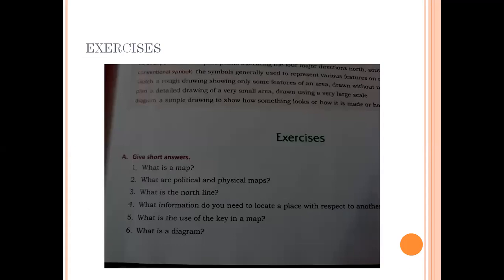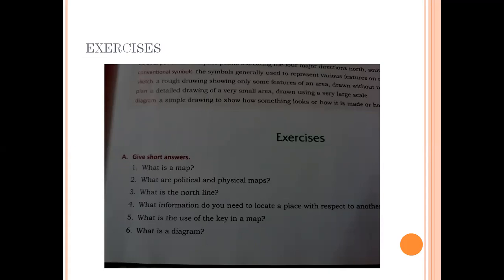So now we come to exercises. There are 4 exercises in total. First is give short answers. In this you have to write 1 or 2 lines answers for the questions that are given. The first question is, what is a map? We have already done this at the back, so we are all aware of what is a map.